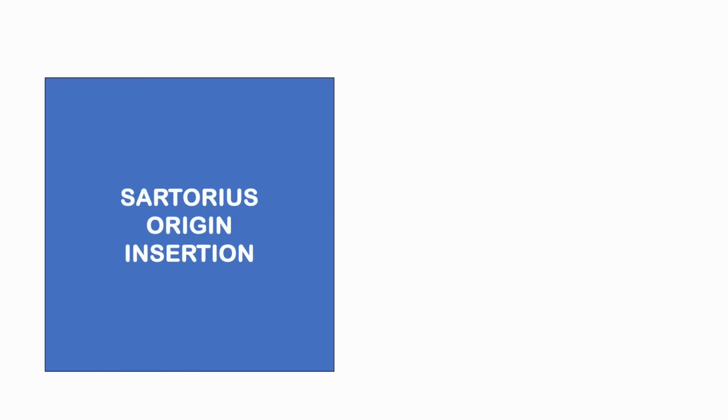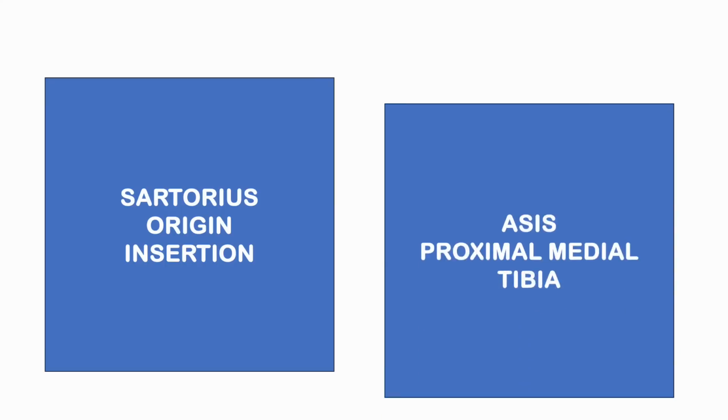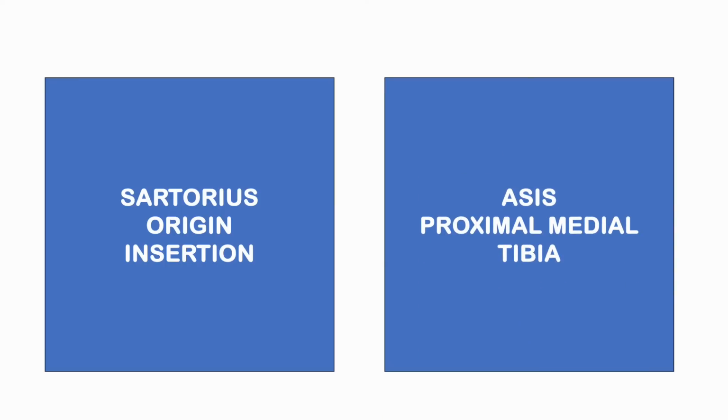Sartorius origin and insertion. You need to know this origin and insertion. Sartorius originates at the anterior superior iliac spine and it inserts at the proximal tibia medially. The classical could be they can show you an x-ray showing an avulsion fracture at the anterior superior iliac spine, and that is your sartorius avulsion fracture at the anterior superior iliac spine.